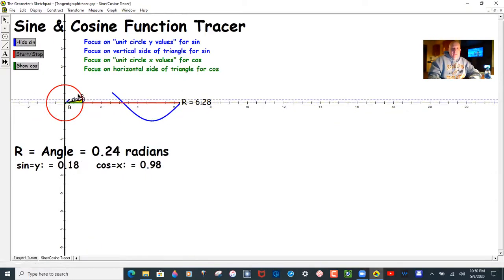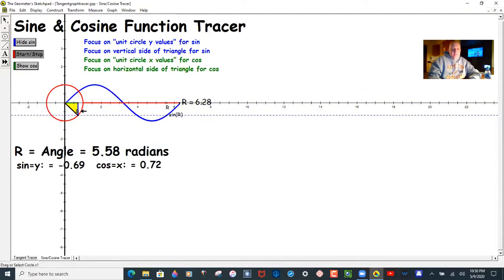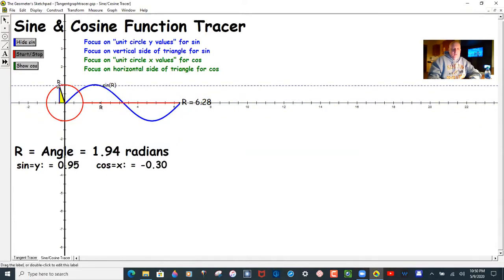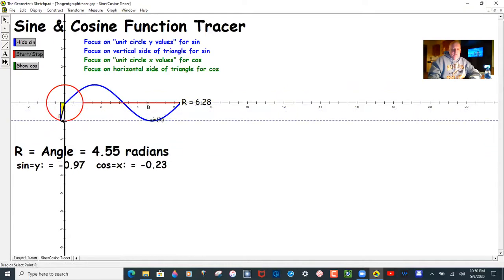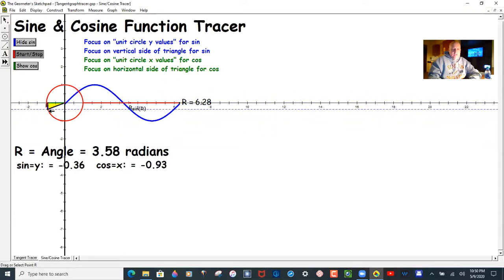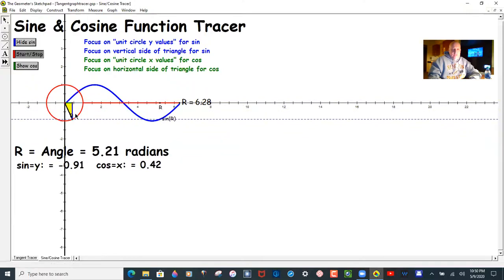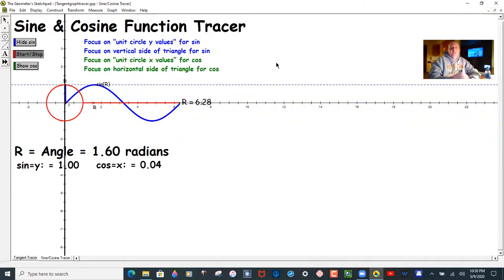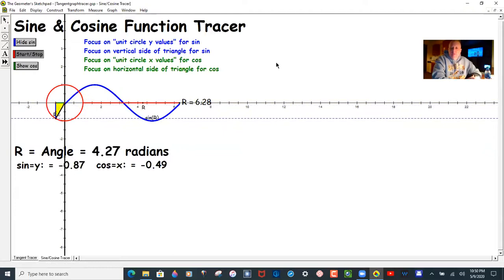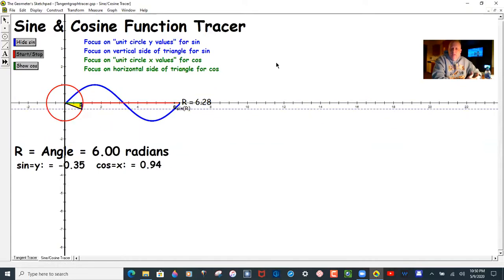So focus on the vertical shifting. So I'll try to do this. Down to -1, up to 0, up to 1, down to 0, down to -1, back up to 0, up to 1, down to 0, down to -1, back up to 0, up to 1, down to 0, back down to -1, up to 0. You get the idea. That produces a wave, and this wave can be used to model periodic phenomena.